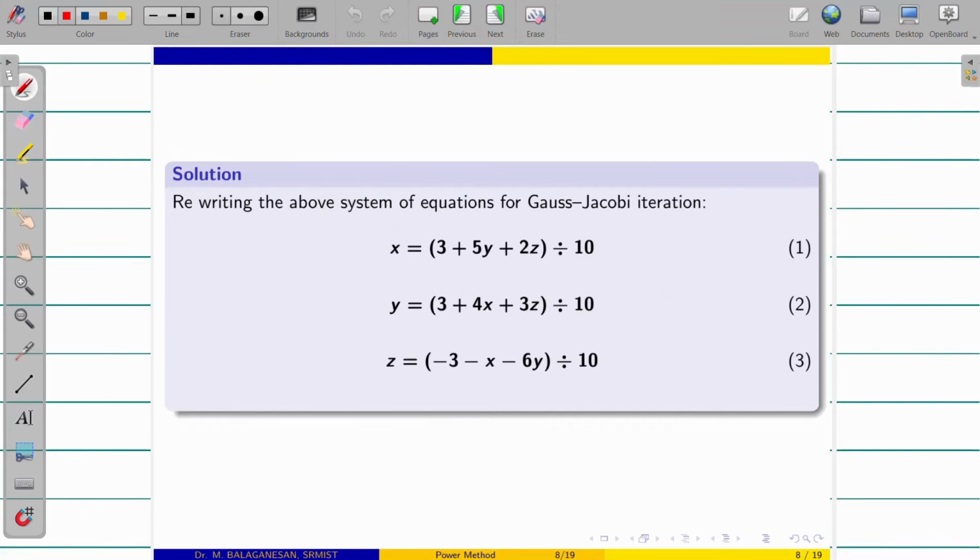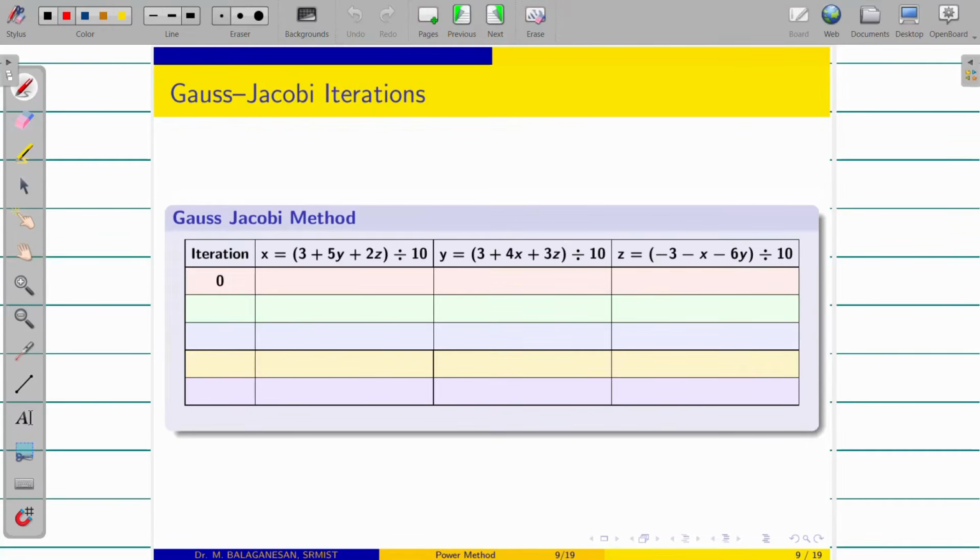That's it. Now, as I told you already, I'm not going to give a paragraph-level presentation like in some other books. I'm going to give the easiest format, which is a table format. If you solve with the table format, it will be very easy to understand. Now come to the problem. The first column is the iteration. Second column, the x value: x equals 3 plus 5y plus 2z divided by 10. Similarly, write y in another column, z in another column.